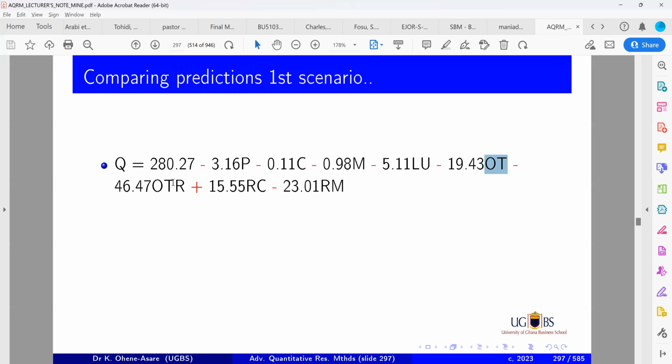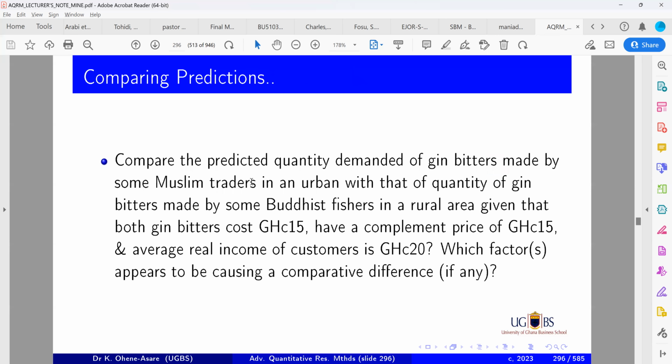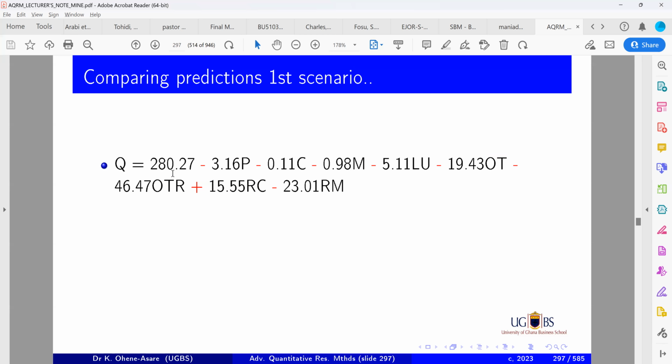Got it? Okay. And then religion. You remember it said that the people are Muslim traders, Muslim. Okay. So the religion is what? Muslim. And so wherever you see religion Christian, will be given a value of what? 0. And wherever you see religion Muslim, will be given a value of 1.